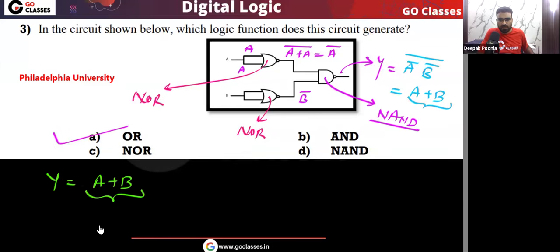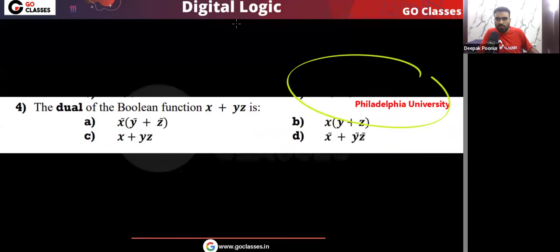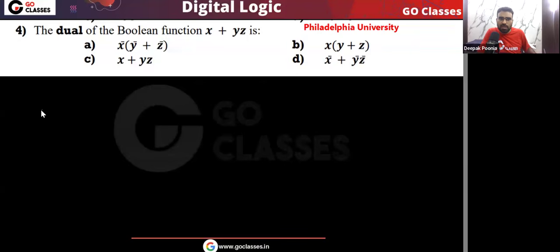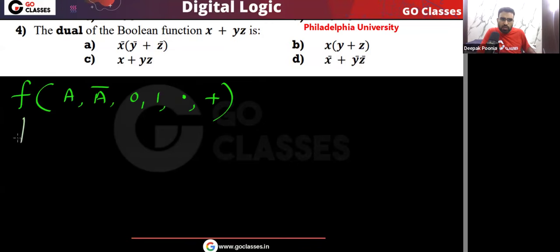Very simple. Let's solve this question from the Philadelphia University. The dual of the Boolean function X or YZ. What is the dual? We have already seen in the previous lecture that if you have a function which has variables like A bar, which has 0, 1, which has AND, which has OR, then remember how to convert this function to its dual, F dual.